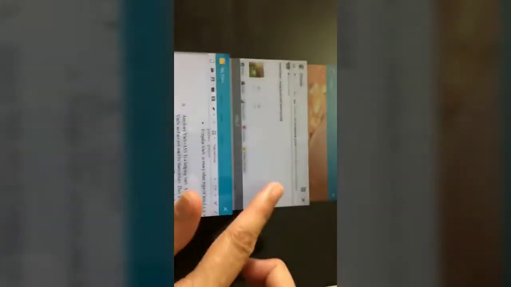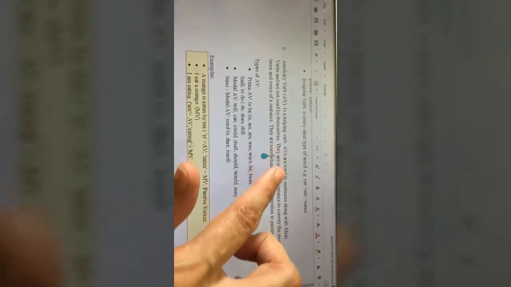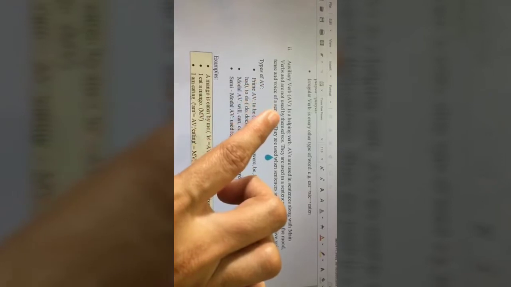So what are auxiliary verbs? Auxiliary verbs are nothing but helping verbs. Auxiliary verbs, or AVs, the short form, are used in sentences along with the main verbs and are not used by themselves. We'll see how. They are used in a sentence to convey the mood, tense and voice of a sentence. They're used when sentences are written in passive voice.